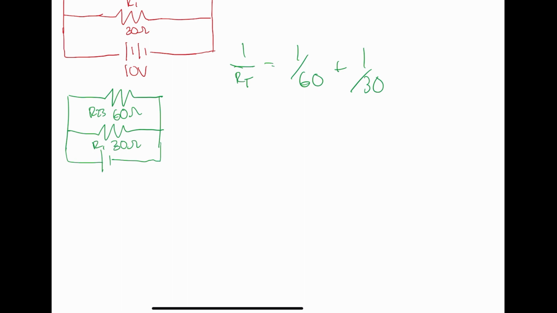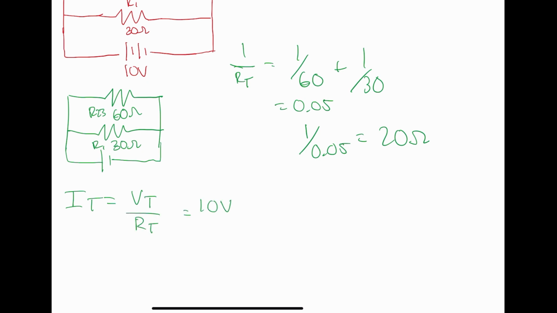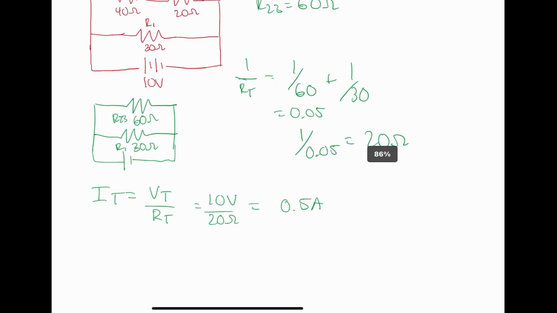So you just do the inverse of this, so that it becomes 1 over 0.05. And then your RT would be 20 ohms. Now, having your RT, we could just use Ohm's law. And this just gives us 0.5 amps. Now, we could solve for the currents.